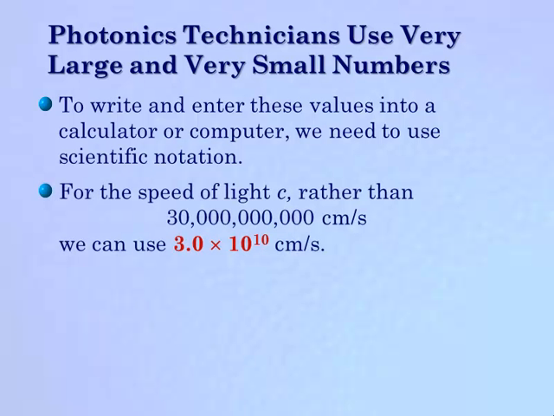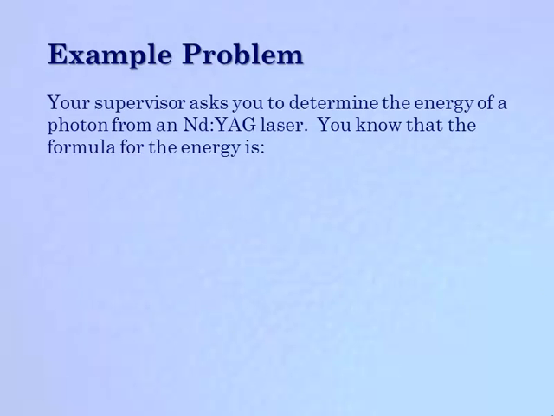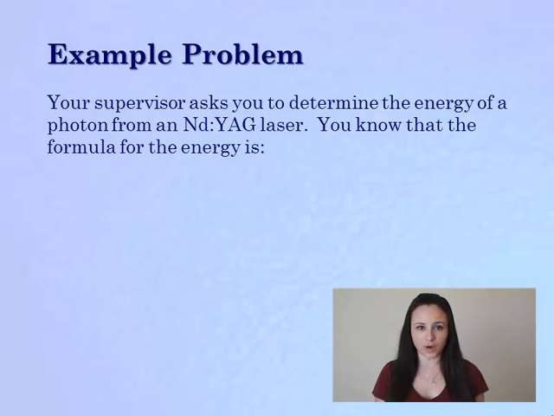For example, for the speed of light, rather than writing 30 billion centimeters per second, we'll use the number 3.0 times 10 to the 10 centimeters per second. Or for Planck's constant h, rather than all of those zeros followed by 6625 joule seconds, we can use the number 6.625 times 10 to the minus 34 joule seconds. We will learn in this module how to write those numbers. Now, let's take a look at an example problem.